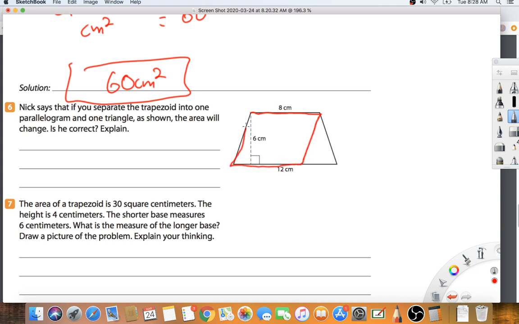So that means we need to find the area for this trapezoid and this triangle. Trapezoid is height, which is 6, and base, which is 12. This will give us 72 centimeters squared. Now we need to add, wait a minute.